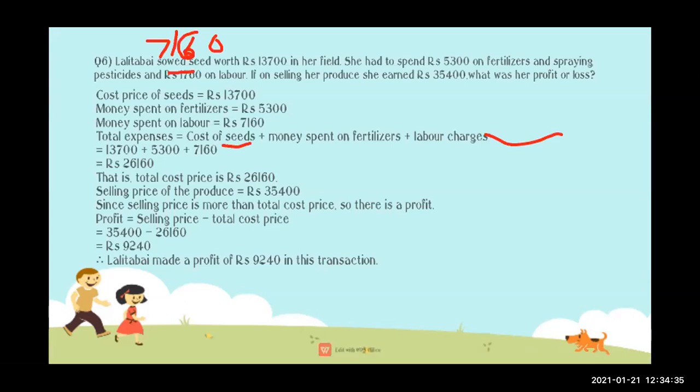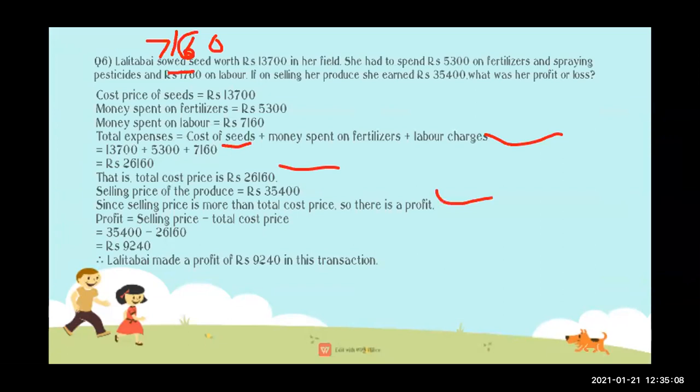Now here the total cost is rupees 26,160. In the question it is given he sold at rupees 35,400. So the selling price of that product is rupees 35,400. By looking at the figures, we can understand that it is a profit. So we have to write the profit statement, that selling price is more than the cost price, so there is a profit. So we have to use the formula of profit.